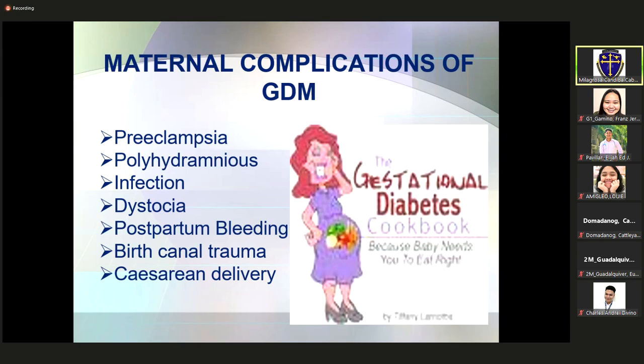So yung birth canal trauma is, na-mention ko na early. Then of course, the mother can have cesarean delivery because the baby cannot fit the pelvic inlet because it is very big. Okay, so the doctor will opt for a cesarean form of delivery.